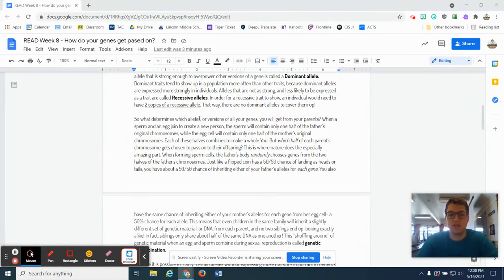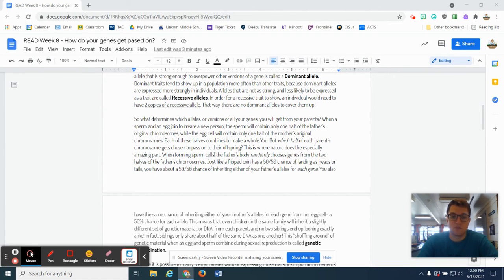So, what determines which alleles, or which versions of all of your genes, you will get from your parents? When a sperm and an egg join to create a new person, the sperm will contain only half the father's original chromosomes, and the egg cell will contain only half of the mother's original chromosomes. Each of these halves combine to make the whole you. But which half of each parent's chromosome gets chosen to pass on to their offspring? That is where nature does the especially amazing part.